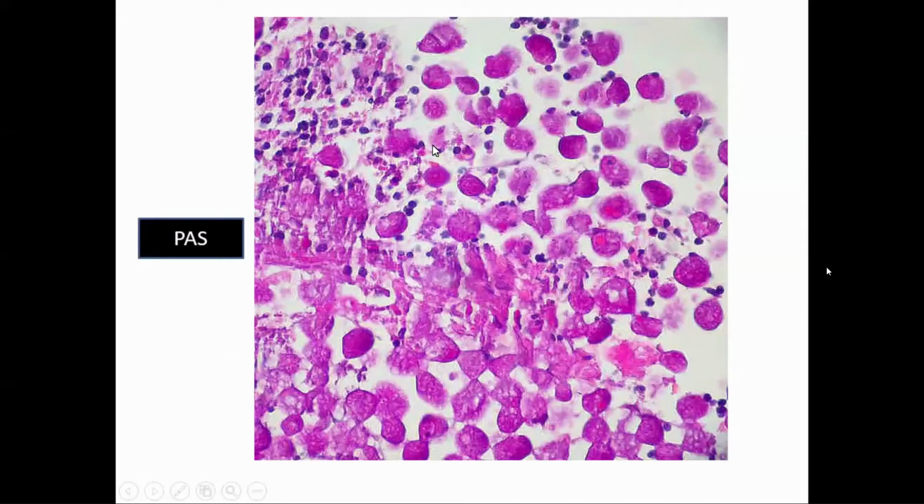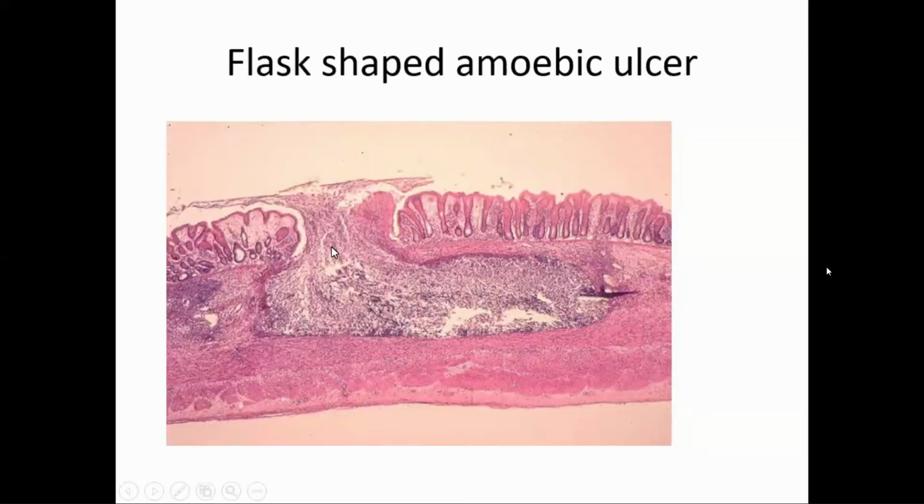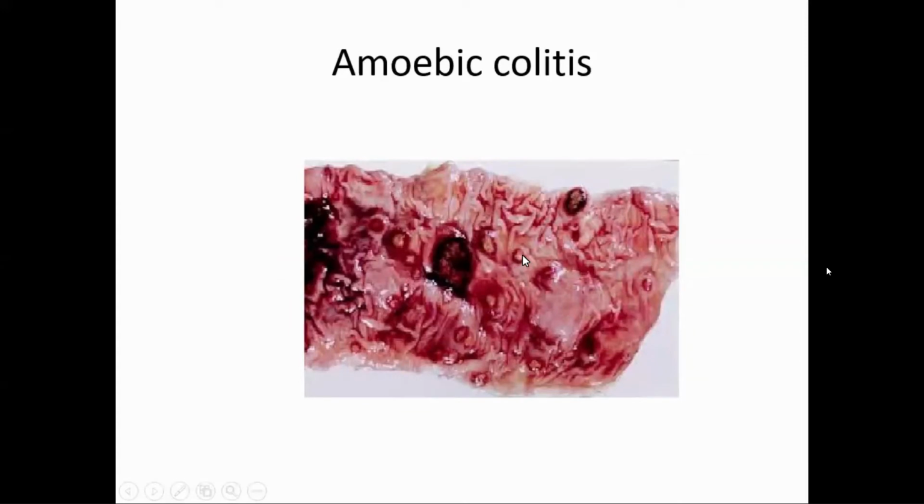They are PAS positive. See, this is an area around the trophozoite which is a clear area, because they secrete enzymes which break down the protein around them. Here also you see there is a clear space. Everywhere there is a clear space around the trophozoites because they digest the surrounding tissue. So this is the PAS stain, and this is the HE stain. You'll see erythrophagocytosis, and this is a flask-shaped ulcer, and these are the gross sigmoidoscopy findings.